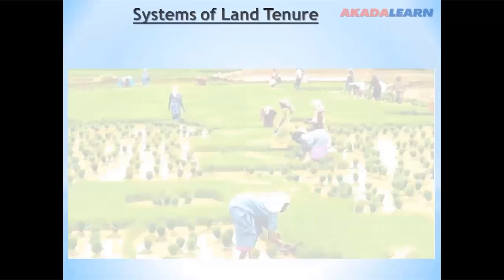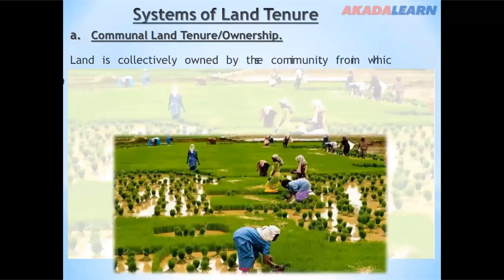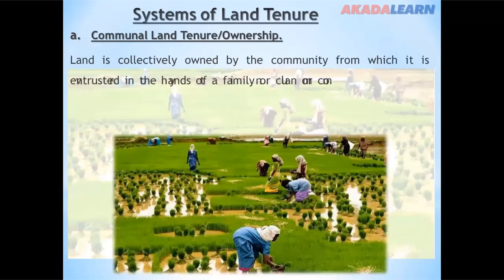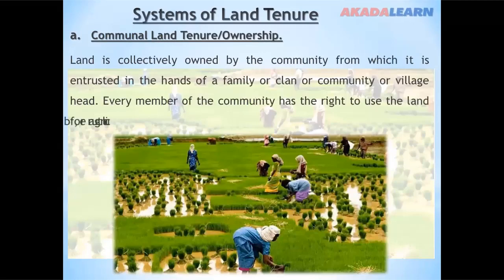Number one, we have the communal land tenure ownership. Land is collectively owned by the community, from which it is entrusted in the hands of a family or clan, community, or village head. Every member of the community has a right to use the land for agriculture, but cannot sell any portion of the land.